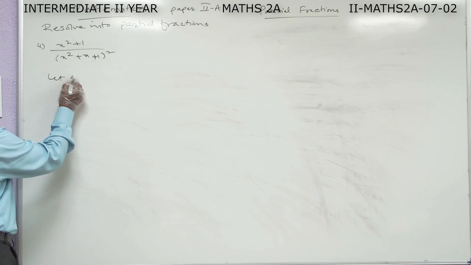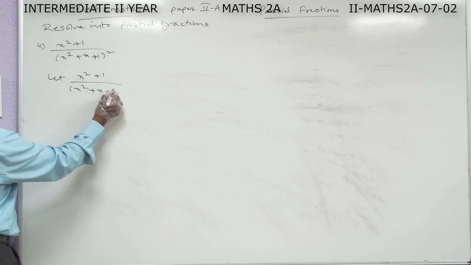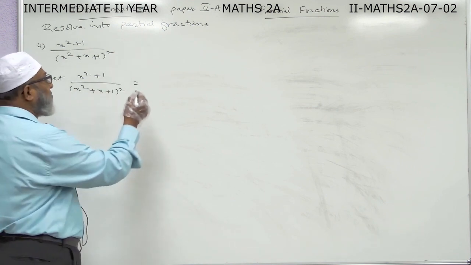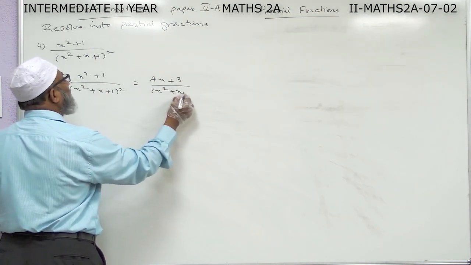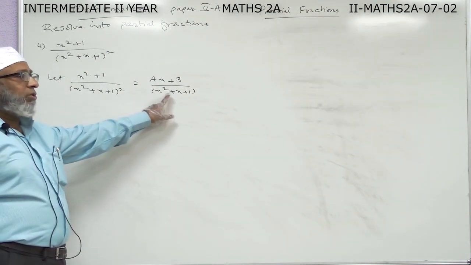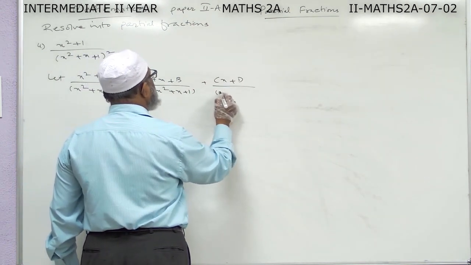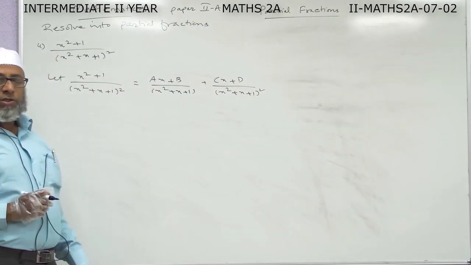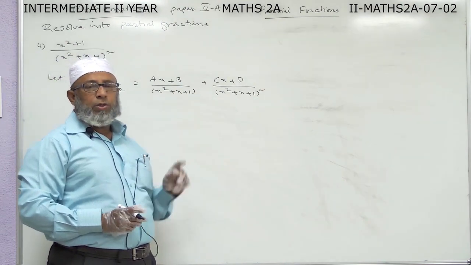Therefore, the substitution will be: x square plus 1 divided by x square plus x plus 1 whole square is equal to, now this is a quadratic one, therefore substitution will be ax plus b divided by x square plus x plus 1. This is repeated twice. So first time you have to write x square plus x plus 1 and for the next time cx plus d by x square plus x plus 1 whole square. Isn't it? So first time it is x square plus x plus 1, second time it is x square plus x plus 1 whole square.